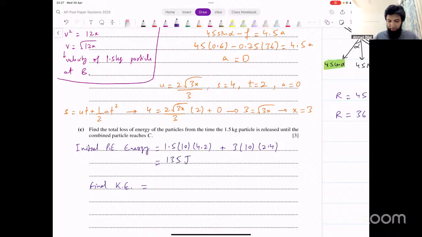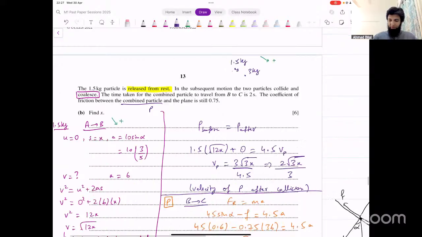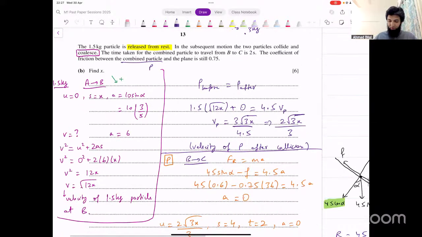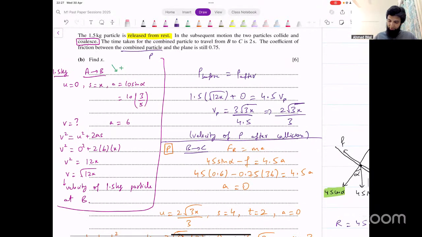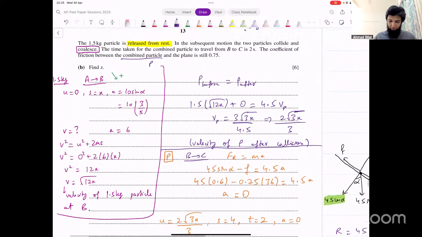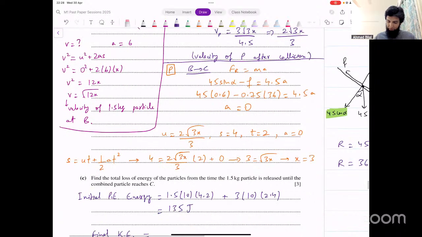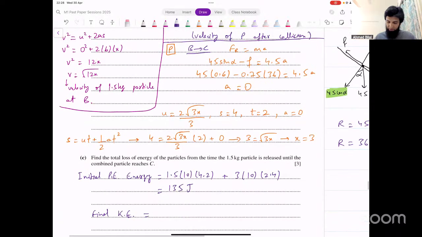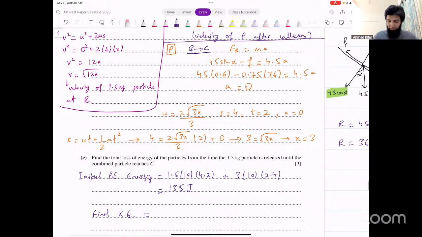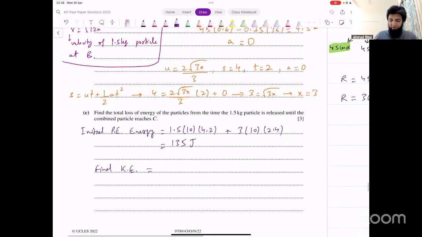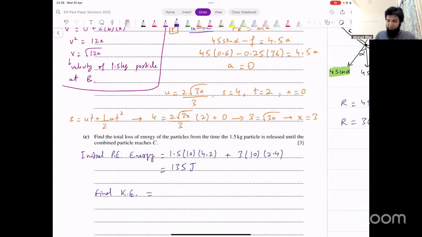At the end, the combined particle was moving at what speed? Do we know that? Did we have the final velocity here? No. Okay, so you have to find that now. You have to find the final velocity when it reaches the ground. Since acceleration is zero, that means the speed is not changing. So whatever it was before, that's the same.